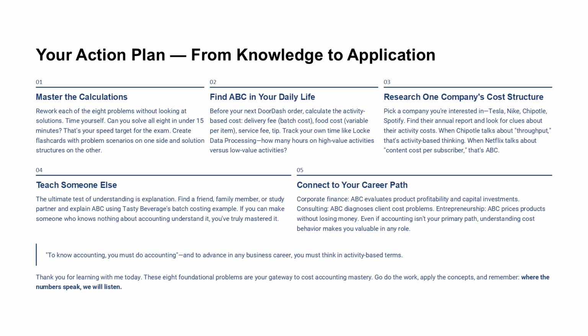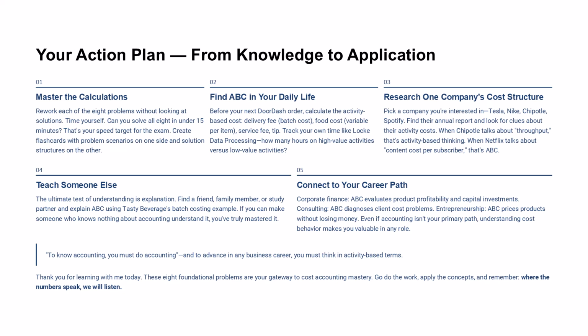Third, research one company's cost structure. Pick a company you're interested in working for or investing in. Tesla, Nike, Chipotle, Spotify, whatever calls to you. Find their annual report and look for clues about their activity costs. What drives their cost structure? What activities are they trying to optimize? When Chipotle talks about throughput, customers served per hour, that's activity-based thinking. When Netflix talks about content cost per subscriber, that's ABC. Connect today's lecture to real companies you care about.